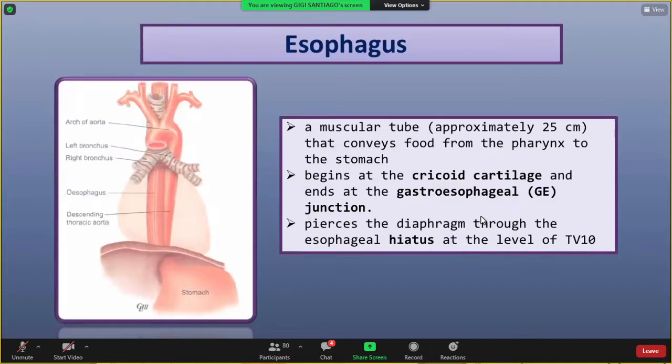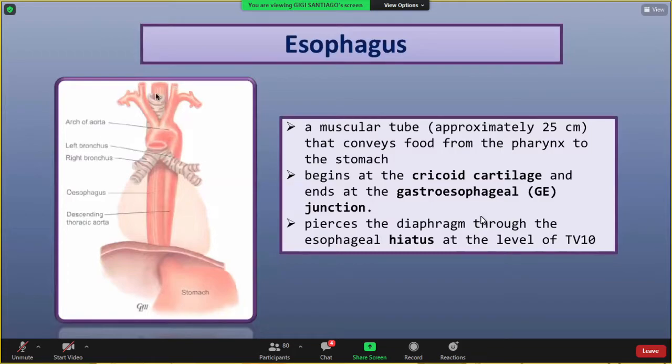C9. Oh, it's not C9. It is? Well, of course, first of all, is there a C9? My question is, is there a C9? No, doc. No. Okay. So you're wrong. It is C6. Don't forget that. It's C6. Okay. So the cricoid cartilage is at the level of C6 or somewhere here, up here. That's the start.